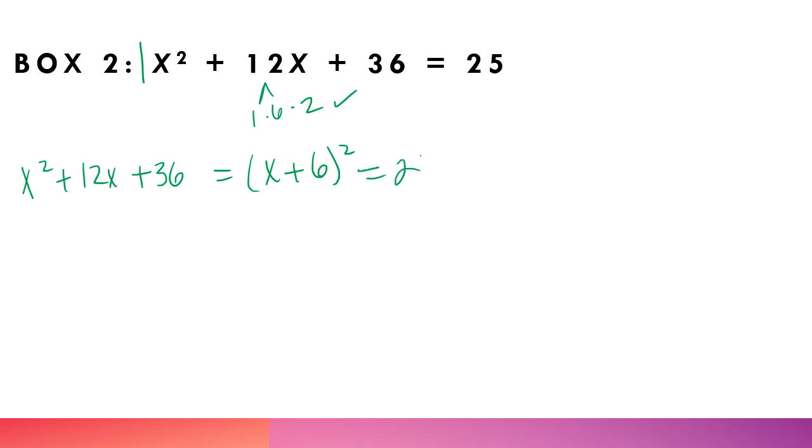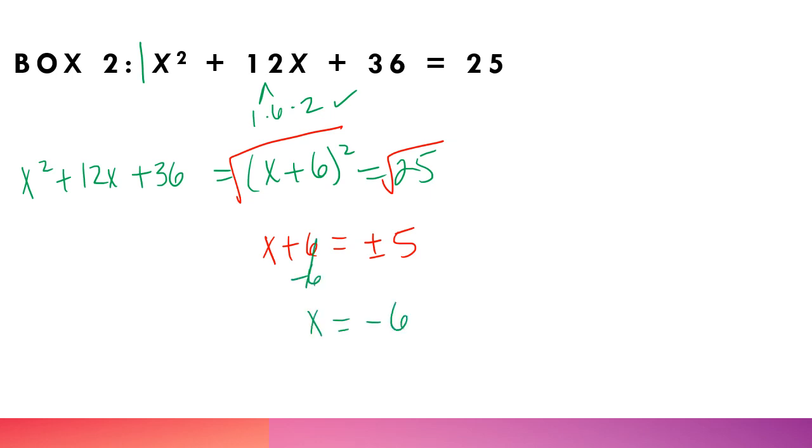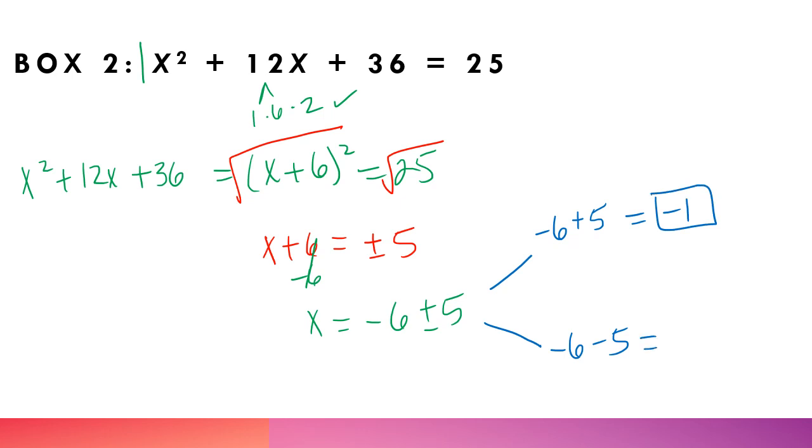So it's equal to 25. Now to solve, I'm going to take the square root of both sides, and that leaves me with x plus 6 equals plus or minus 5. Then I'm going to subtract my 6, my constant here, and I have x equals negative 6 plus or minus 5. This plus or minus lets me know I have two answers. I have one that's coming from negative 6 plus 5, and one from negative 6 minus 5. So my two solutions are negative 1 and negative 11.